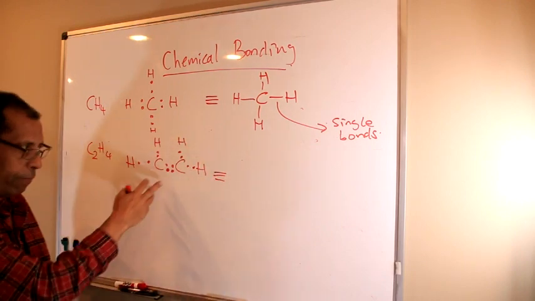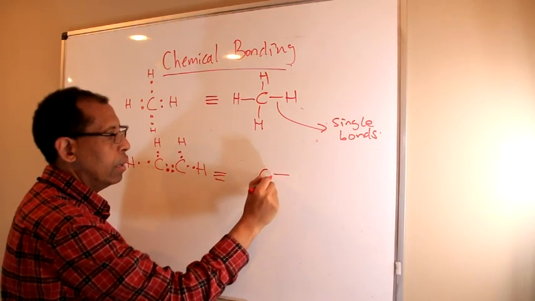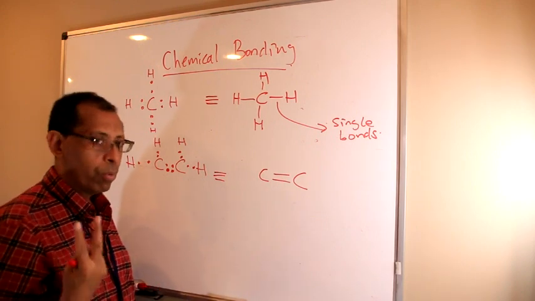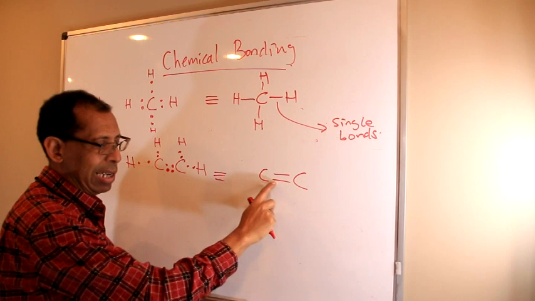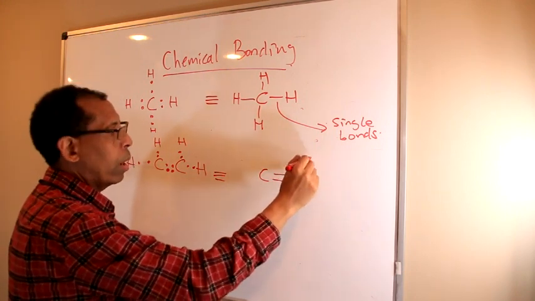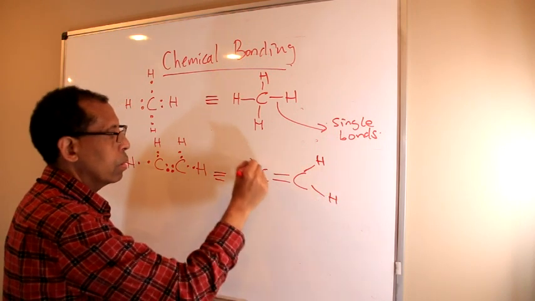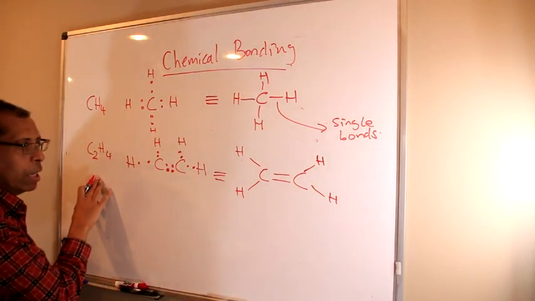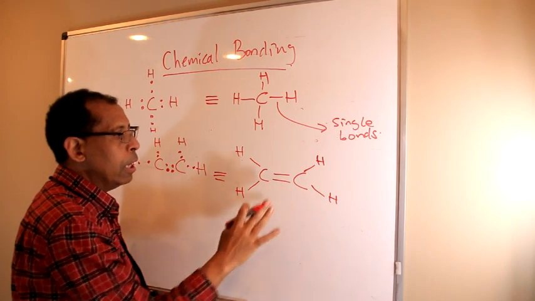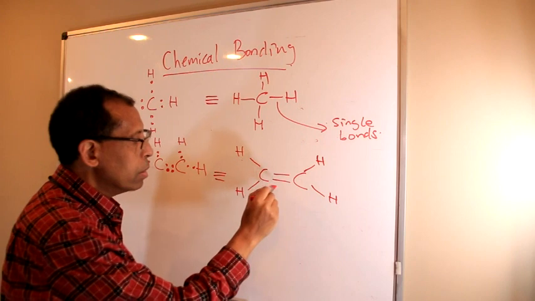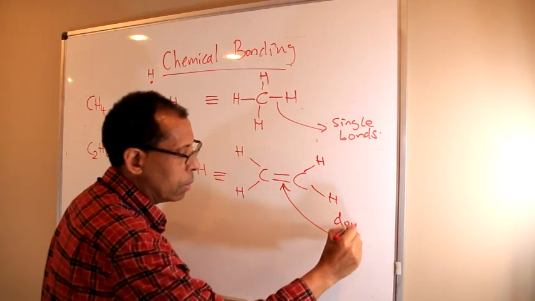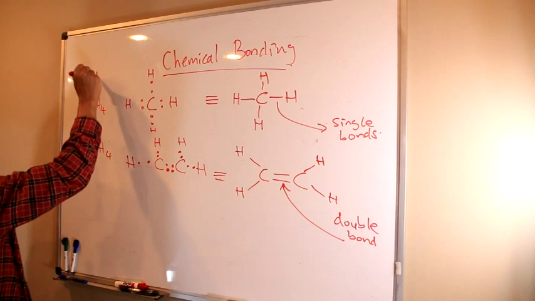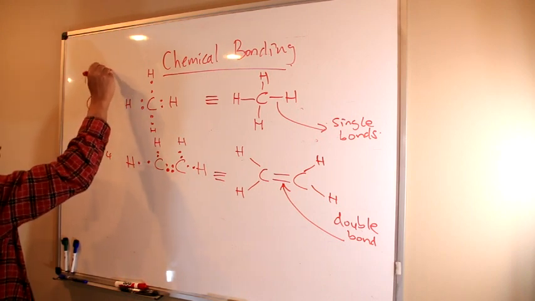If you just do the stick form of that, it would be C double bond to C, because one single bond is made out of two electrons, but I have four of them. Therefore, there is a double bond here, and there is one hydrogen, one hydrogen, one hydrogen, one hydrogen. So this is C2H4. The chemical formula, the Lewis structure, and the stick model are all the same. Now, this is called a double bond. So we are discussing multiple bonding.